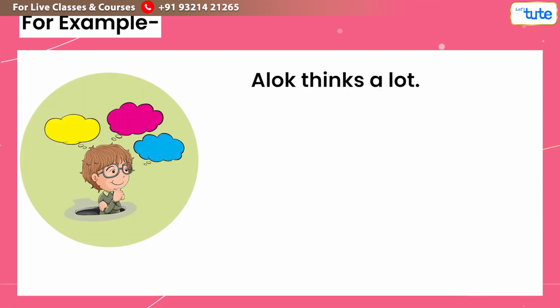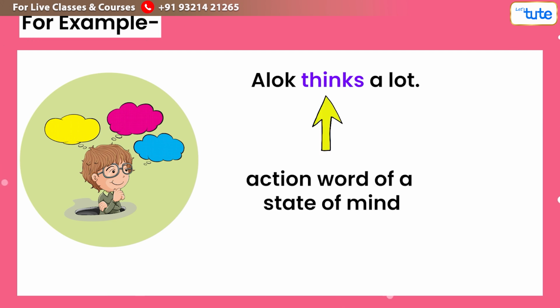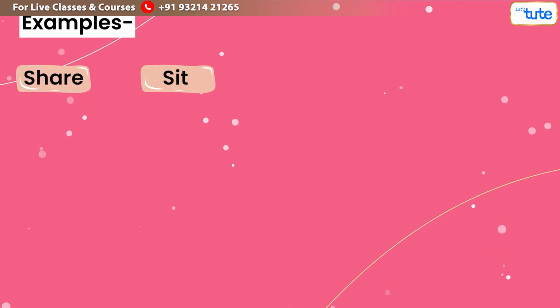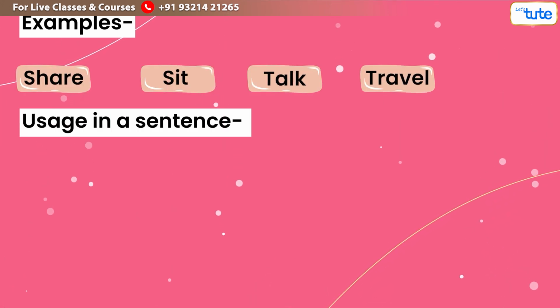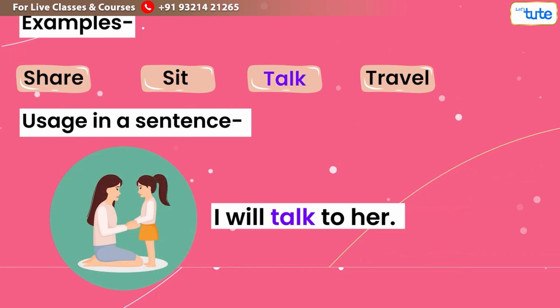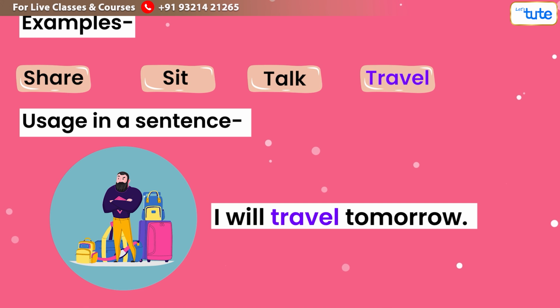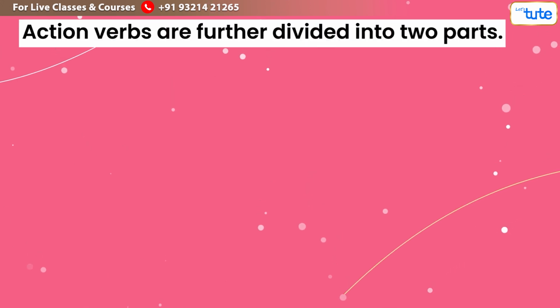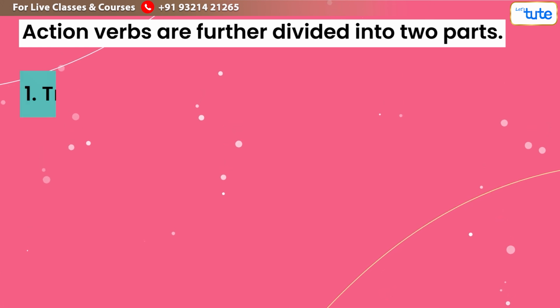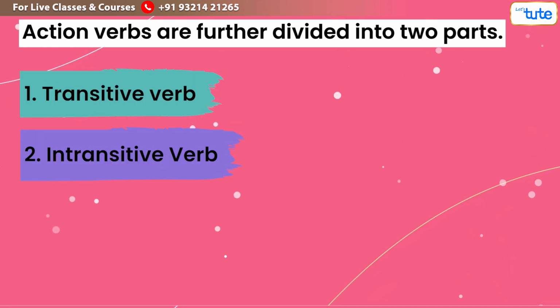Alok thinks a lot. Here the word thinks is an action verb. But since we cannot see things, it is called an action word of a state of mind. Here are some more examples of action words: share, sit, talk, travel. Usage in a sentence. Let us share this bread. You can sit here. I will talk to her. I will travel tomorrow. Action verbs are further divided into 2 parts based on how they are used in a sentence. That is, transitive verb and intransitive verb.